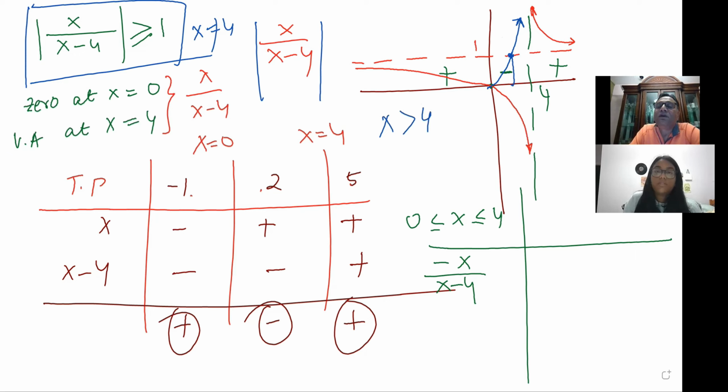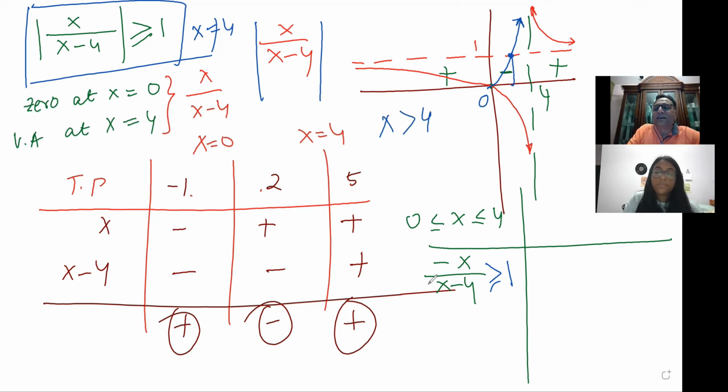We have to now work on the interval between 0 to 4, when this value is negative. Between 0 to 4, this should be greater than or equal to 1. Is that clear to you? So that is what we need to solve. Can you solve this now? We know x is positive. So we need to now solve this inequality, correct?